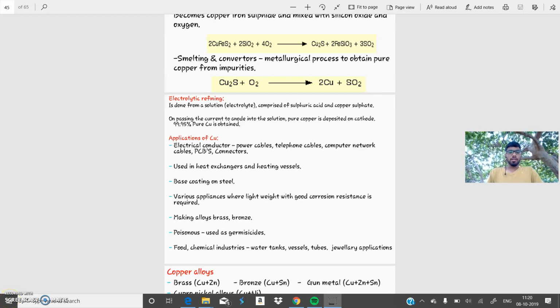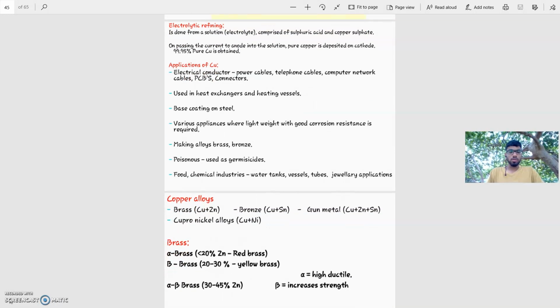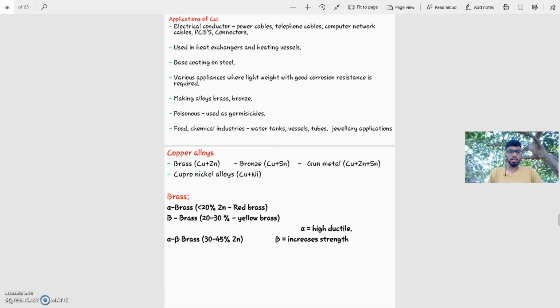Applications of copper: electrical conductors, power cables, telephone cables, network cables, PCBs, and connectors. They are used in heat exchangers and heating vessels. It is used for base coating on steels. Various applications where light weight with good corrosion resistance is required, making alloys of bronze and brass. Poisonous, used as germicides. It is used in food and chemical industries, water tanks, vessels, tubes, and jewelry applications.